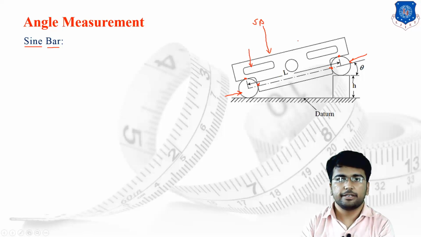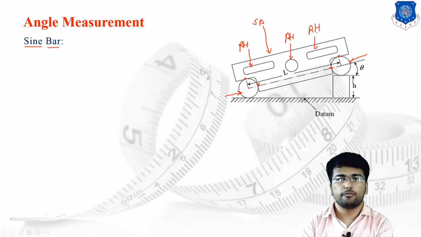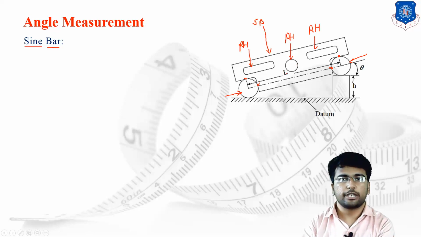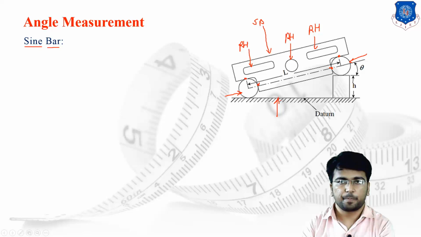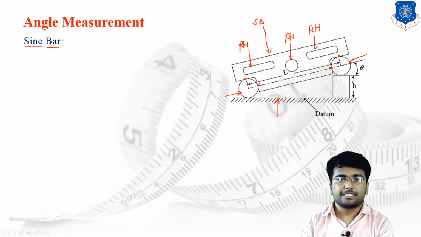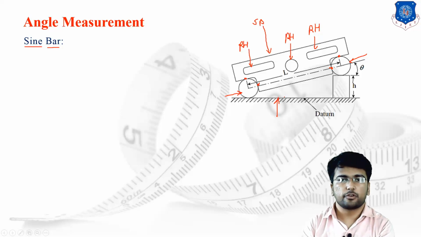Some holes are drilled in the sine bar, and these are known as relief holes. The relief holes are useful for reduction of the weight, and you can easily move your sine bar from one location to another. The datum is also known as the reference surface on which the sine bar is practically used. The sine bar is made up of high speed steel as well as high carbon steel, which is useful for measurement of the angle on the basis of trigonometry.